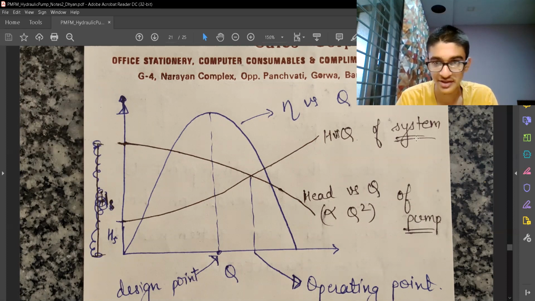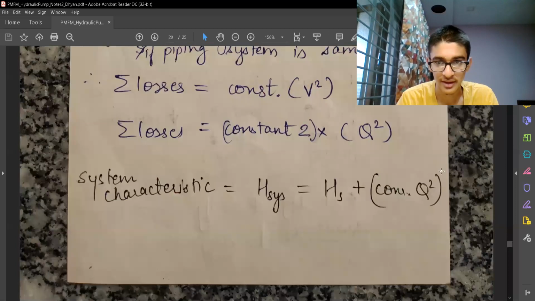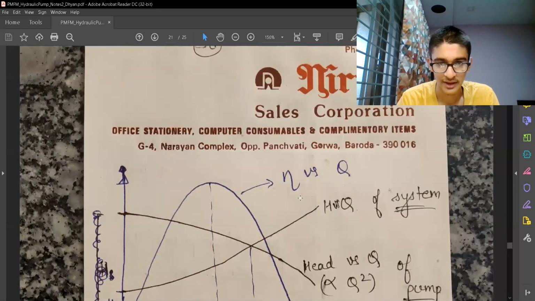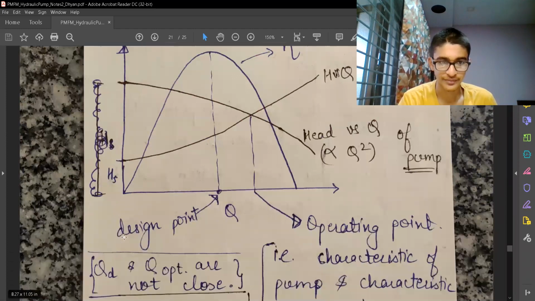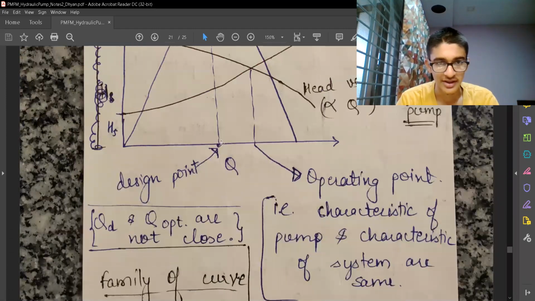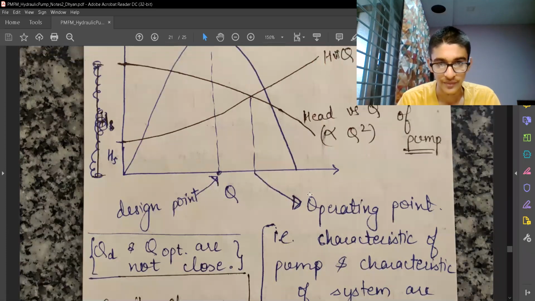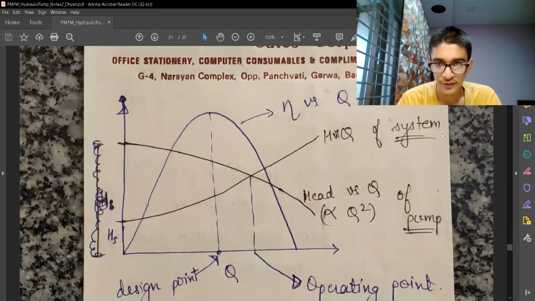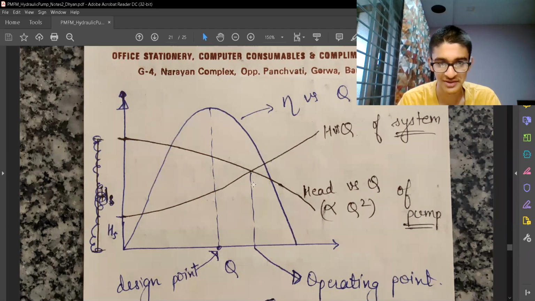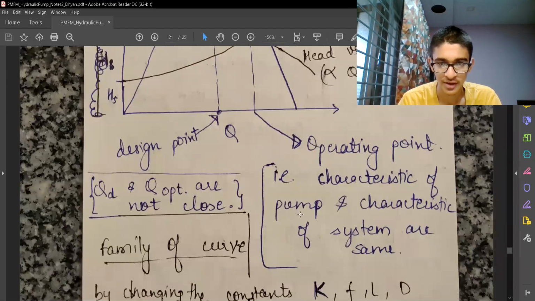And now we'll come to H versus Q of the system. So we have seen earlier that H versus Q for the system, they are increasing directly with Q. And the constant addition is HS. So we can start drawing our curve from HS. So this is the design point, but the operating point is somewhat different. This is because the H versus Q of the system and pump must agree with each other. So that is the intersection point. That must be the working point. That is the operating point. So the characteristic of the pump and the characteristic of the system must be the same.